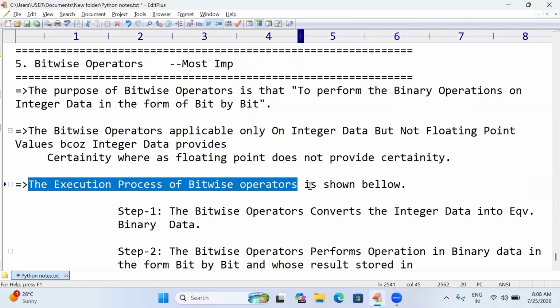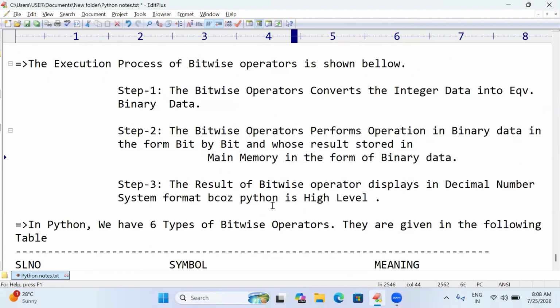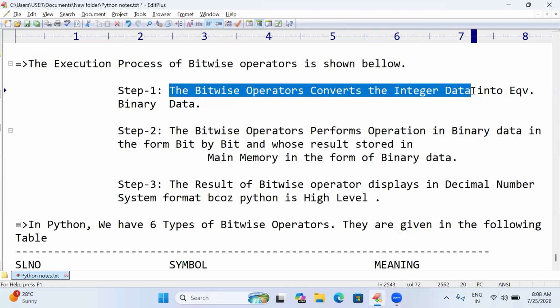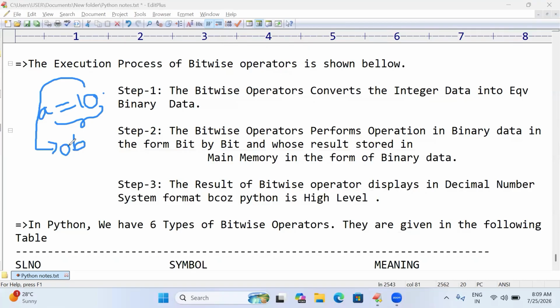The execution process of the bitwise operator is shown below. Here we have 3 steps. By using these 3 steps, we perform binary operations on integer data. Step 1: the bitwise operator converts integer data into equivalent binary data. If you consider a = 10, this 10 is converted into binary data, that is 0b, the binary notation, 1010. That is the binary data for this value 10. So the first step is that the bitwise operator converts integer data into equivalent binary data.